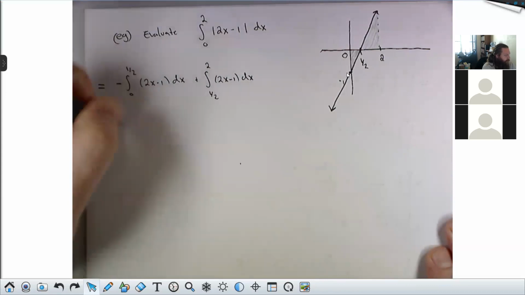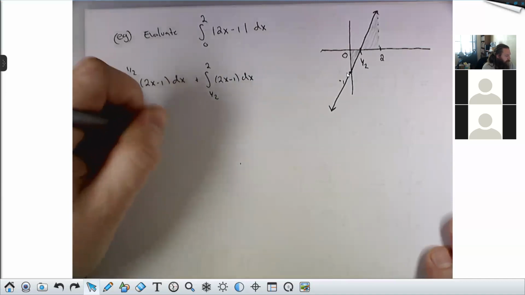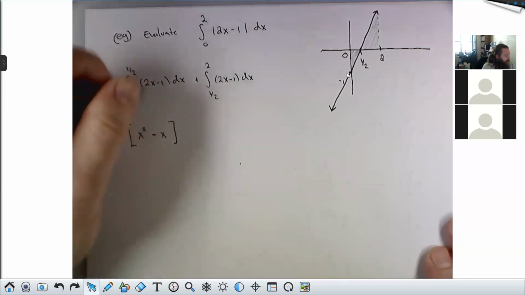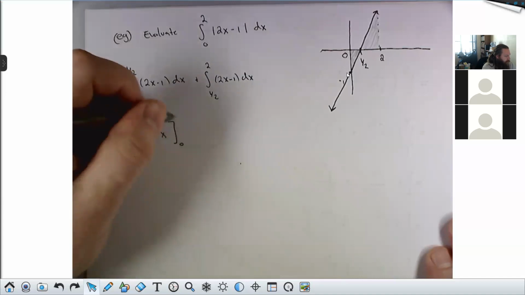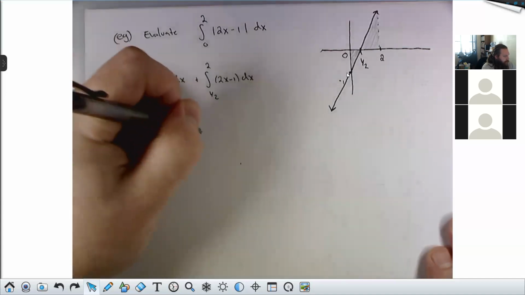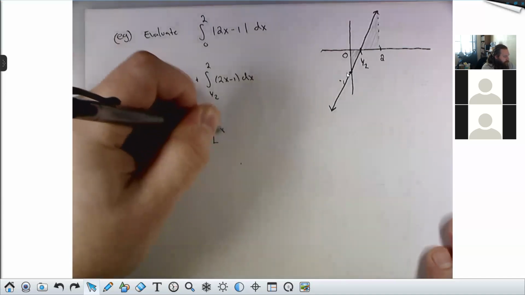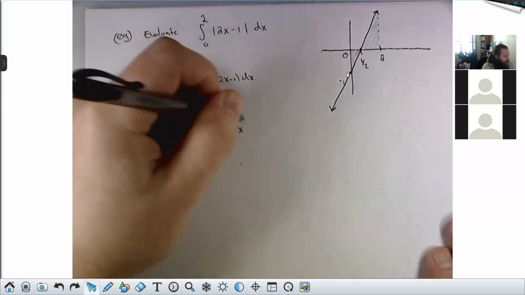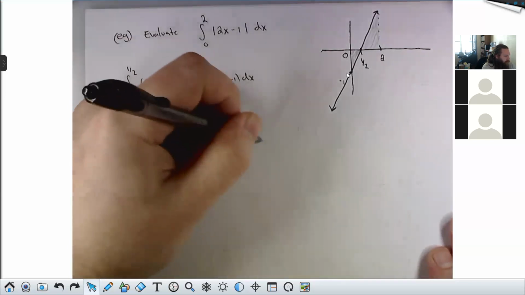So then again, antiderivative stuff. Antiderivative for 2x is x squared. Antiderivative for 1 is x. This is x squared minus x evaluated from 0 to 1/2, plus the same antiderivative, x squared minus x, evaluated from 1/2 to 2.